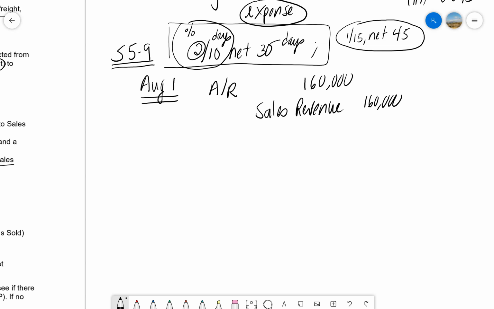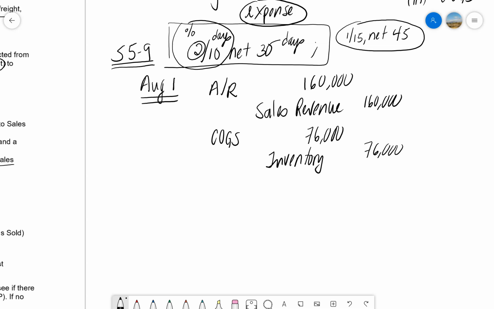The second journal entry is our cost of goods sold. We're going to debit our new expense called cost of goods sold, 76,000, and then the credit goes to inventory. So once again, fairly straightforward. That's similar to the journal entries we did in the previous examples.